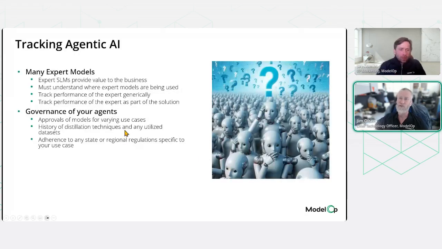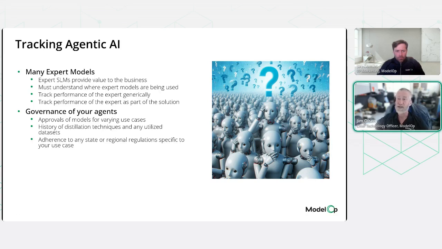Well, that's where we need to track the agentic AI, because we do have all these different expert models out there, and these expert models may be shared between solutions. If I have the ticketing one, that may be used in 5, 6, 7, 8 different solutions. There's no reason that we wouldn't reuse those expert models. So we need to track the performance of these experts generically, not tied to the use case, but just how they are performing overall. Are they outputting PII, et cetera?